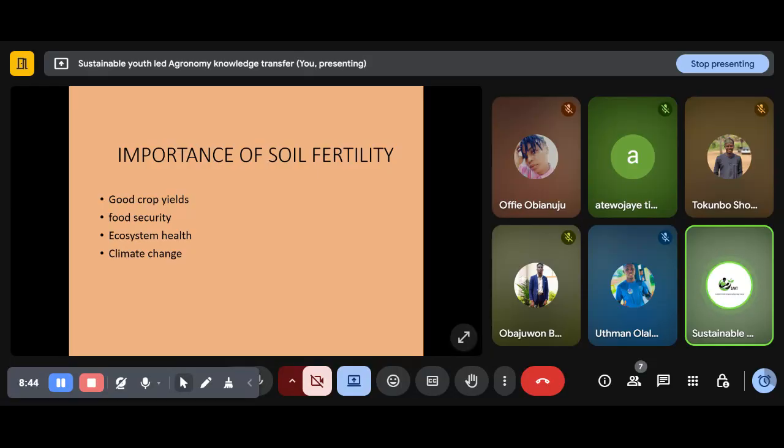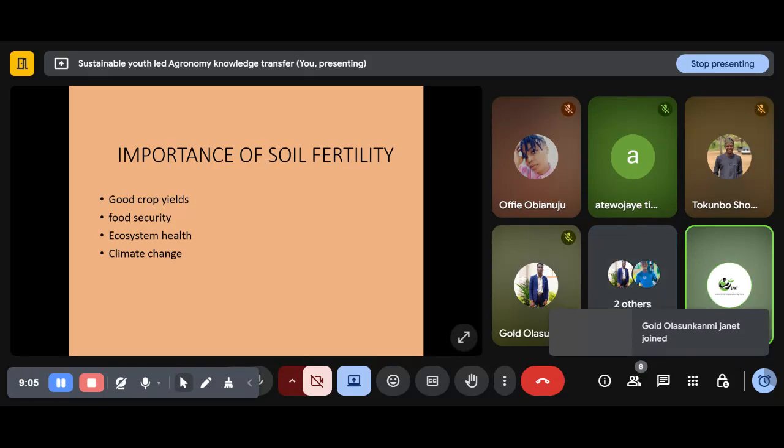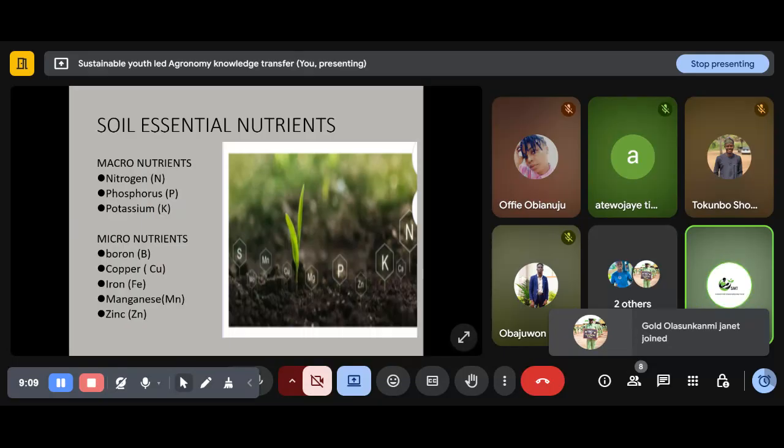Then ecosystem health. If your soil is fertile, the entire ecosystem will be okay. Every microorganism will be able to go through the normal system. The ones that need to decompose, they will decompose. The ones that need to move around, they can move around. Then climate change too is an important factor of soil fertility.